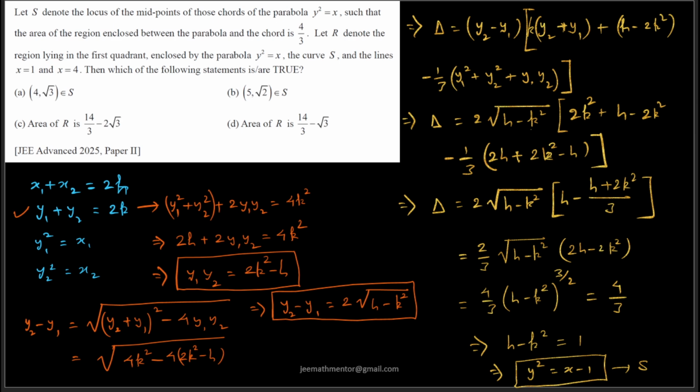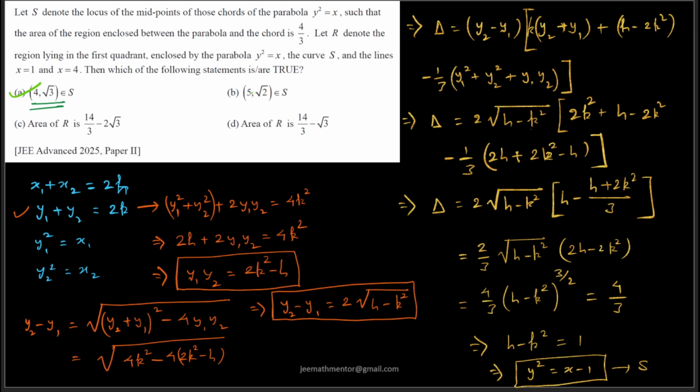Now that we have found out the curve S, we can easily verify whether options A and B are true. So for option A, observe that (4, root 3), if we substitute here, y squared becomes root 3 squared, that is 3, and x minus 1 is 4 minus 1, which is 3. 3 equal to 3 gets satisfied. Definitely option A is correct.